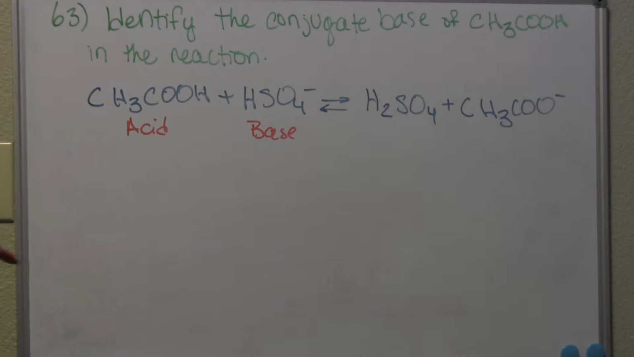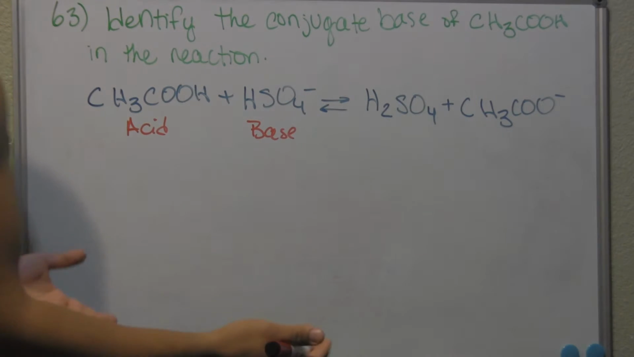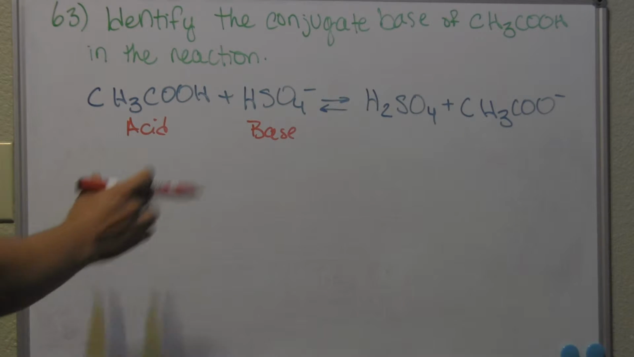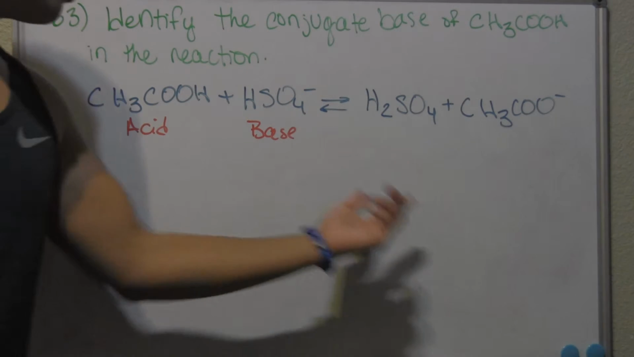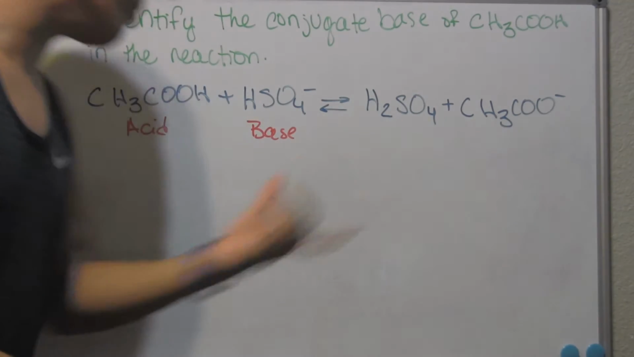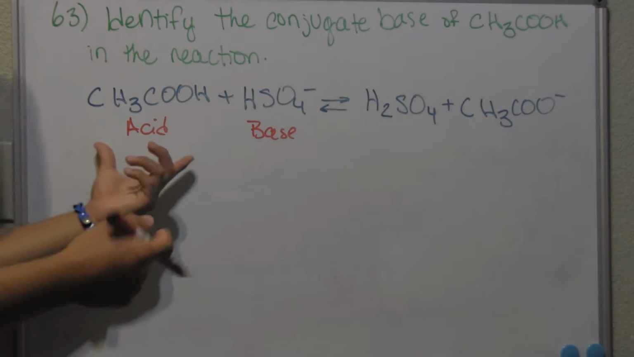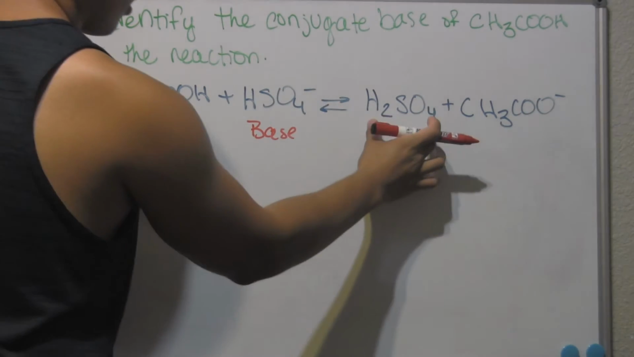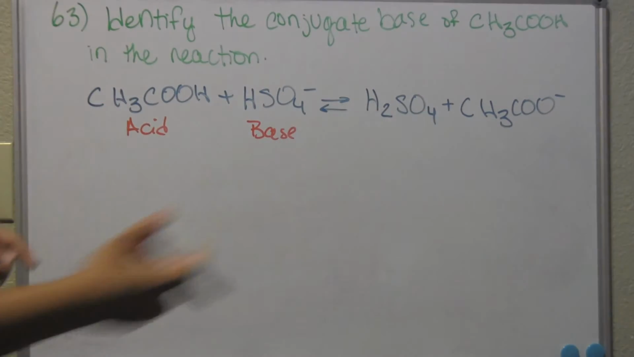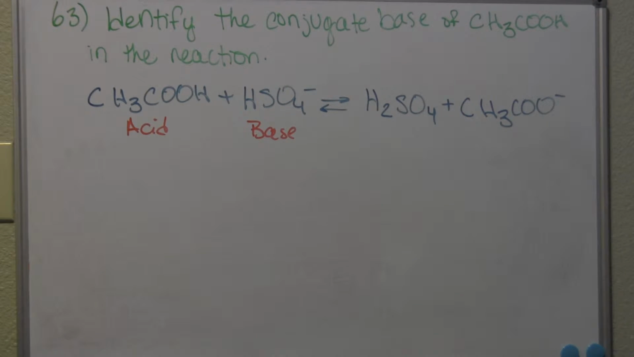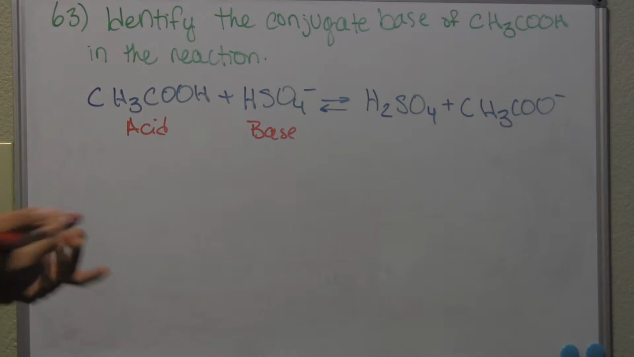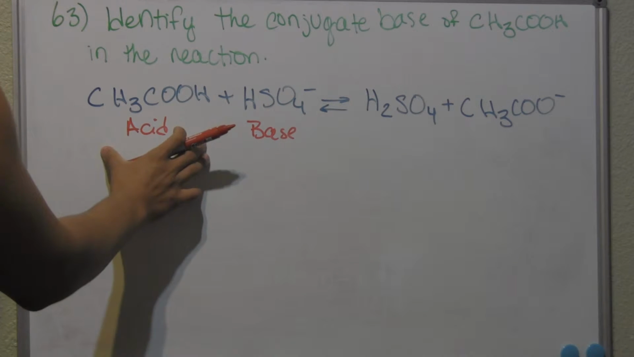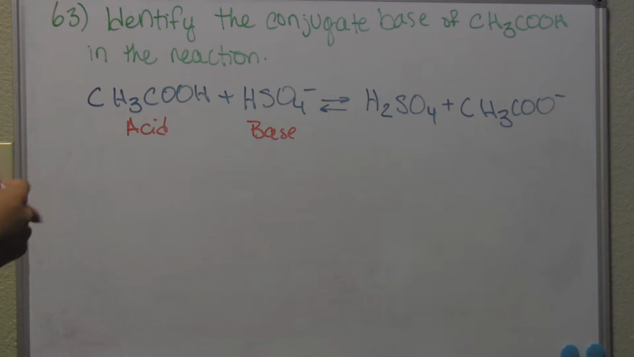Now we need to identify what a conjugate base and a conjugate acid is. As I previously mentioned, you have acetic acid. When it reacts with bisulfate to produce these two products, this acetic acid will donate its proton to bisulfate to form both sulfuric acid and acetate. Now, which one of these is a conjugate base? The conjugate base is pretty much whatever is on the opposite side of the reaction that looks the most like this side. It's kind of hard to define, but that's basically what it is.